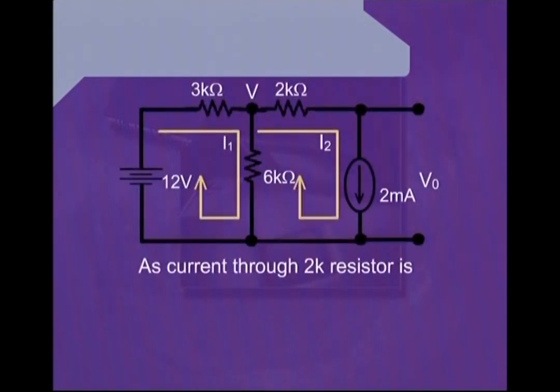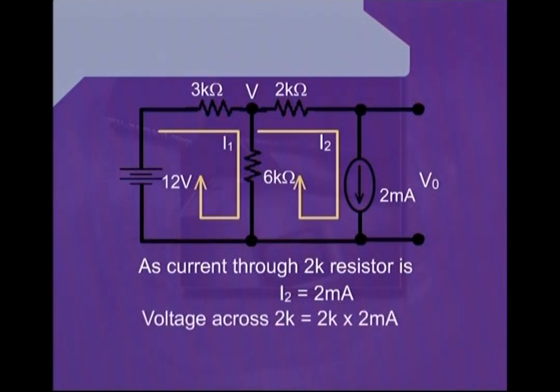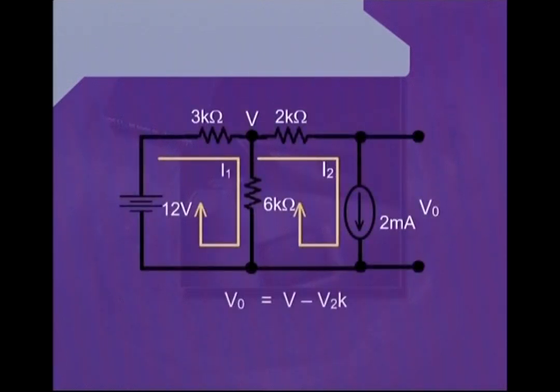As current through 2K resistor is I2 is equal to 2 milliamperes. Therefore, the voltage across 2K resistance will be 2K into 2 milliamperes. That will be equal to 4 volts. Hence, for V naught we can write V naught is equal to V minus V at 2K. Therefore, we can write V naught is equal to 4 minus 4 is equal to 0 volts.